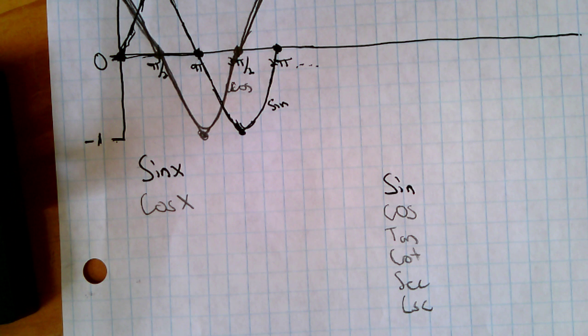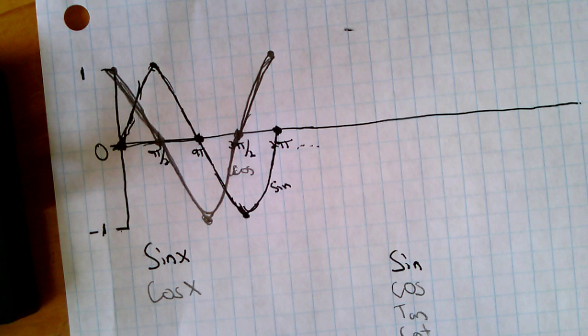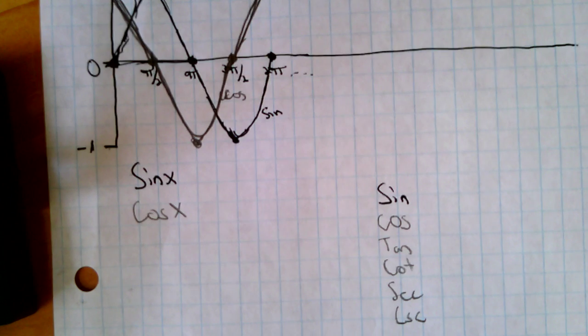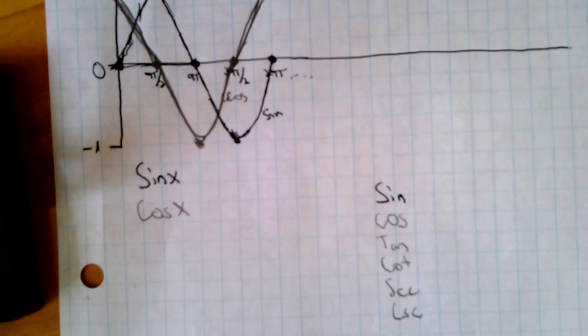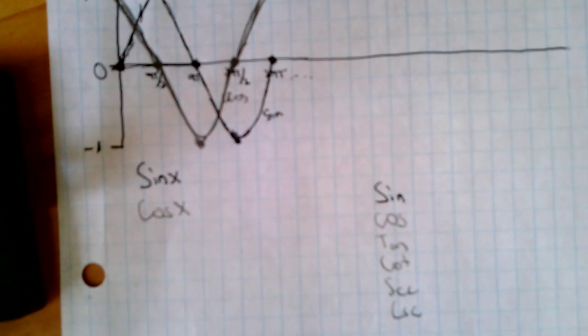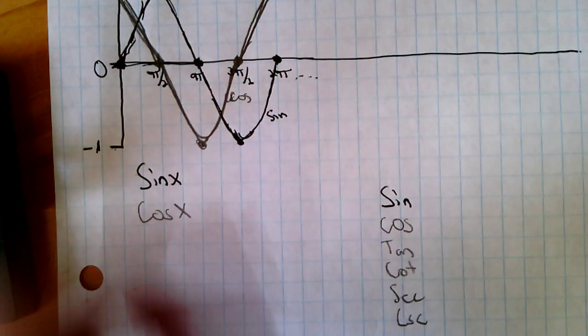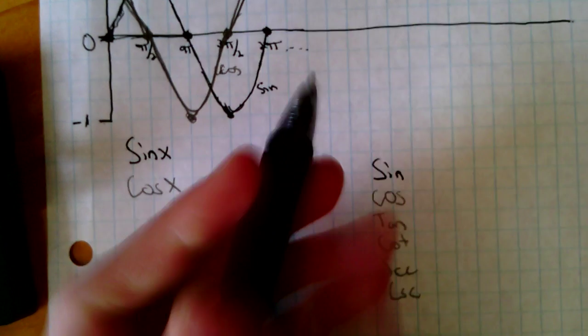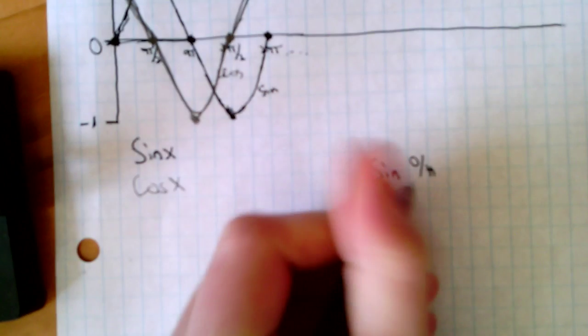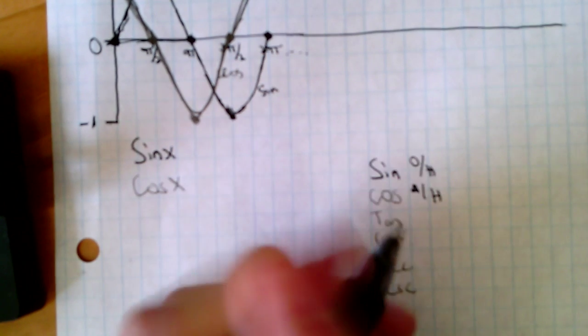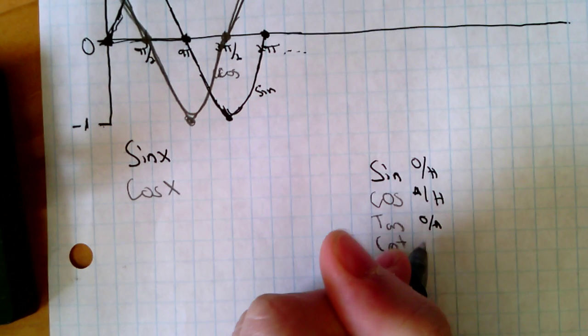Hey, this is a short video about sine and cosine waves, and I'm going to show you how to deal with the graphs of sine of x and cosine of x. I already went over with you before how sine is equal to opposite over hypotenuse, adjacent over hypotenuse, opposite over adjacent.